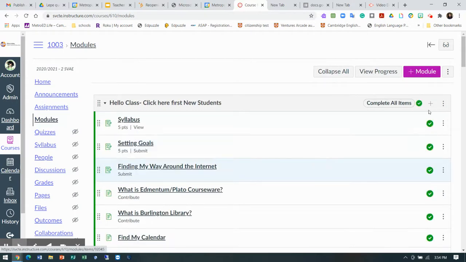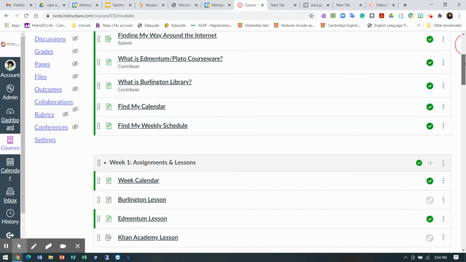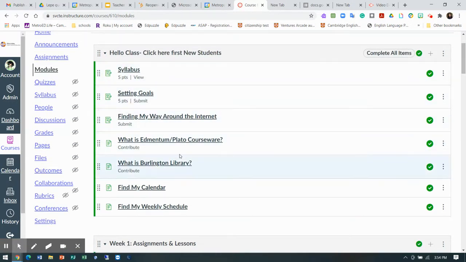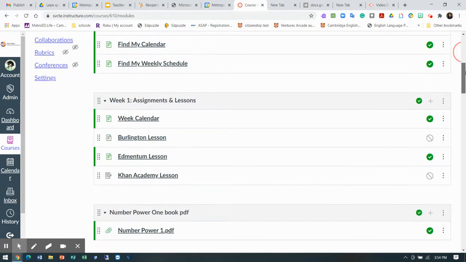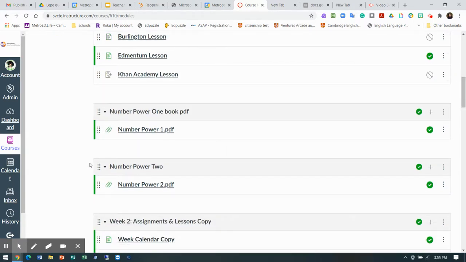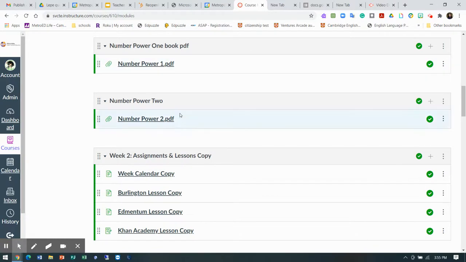So again, what's going to be here is an introduction. If I'm a new student, we really want them to get oriented to this way of learning. There are videos, what to expect. And if you want them to use Number Power Book 1, they can click on that. Same for Number Power Book 2 and Book 3. They can always find those in their modules. Those are always going to be there for them.